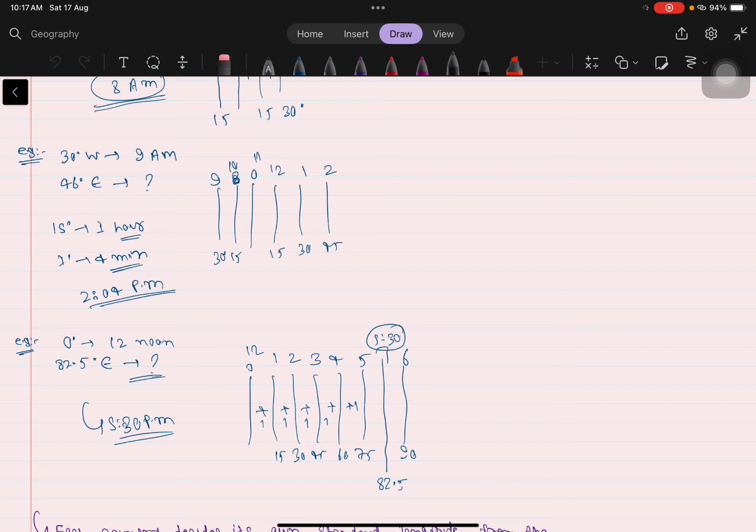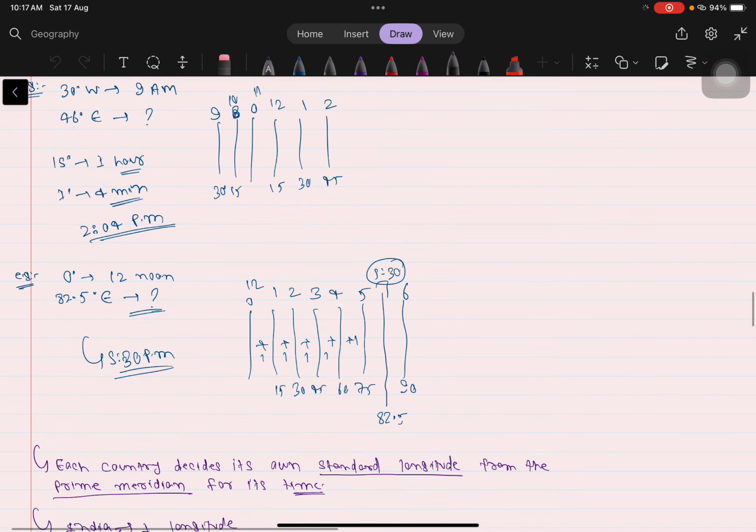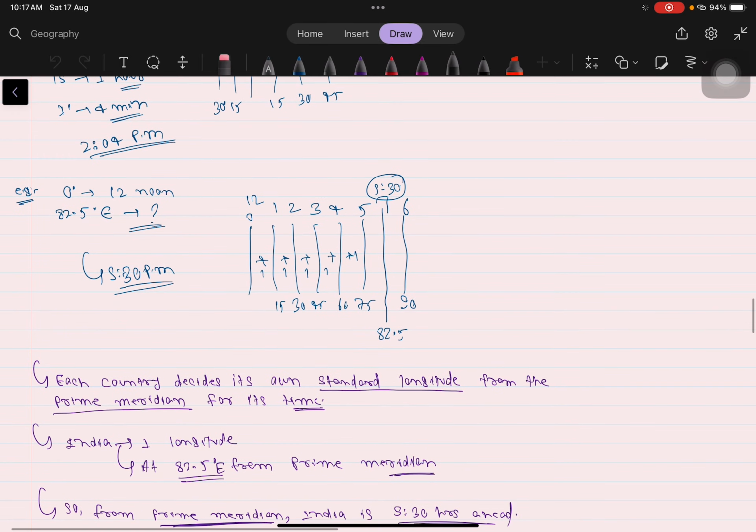Now at the prime meridian the time is 12 p.m. Now what's the time at 82.5? At 82.5, we need to add 15, 30, 45, 60, 75, that is 5 hours, and 7.5 is 0.5 hour, that is 5.5 hours. So it will be 5:30 p.m. at that point.